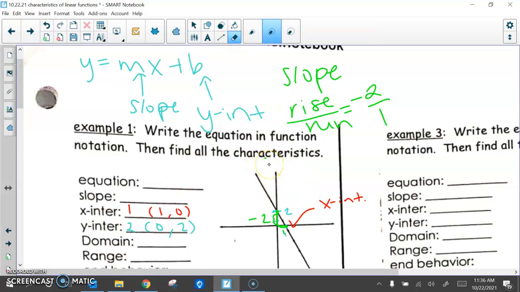So now I have my slope, so let me go ahead and write that over here. So my slope is negative 2. Negative 2 over 1 is the same thing as negative 2. So it's going to be y equals mx, which is negative 2x, plus b, plus 2.